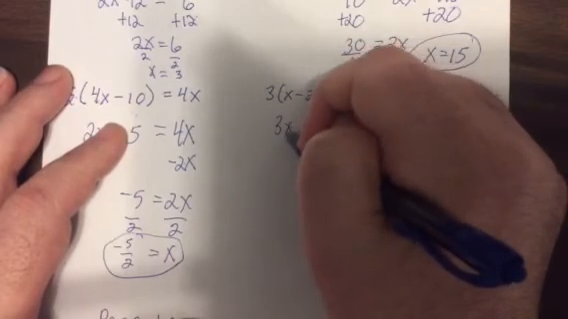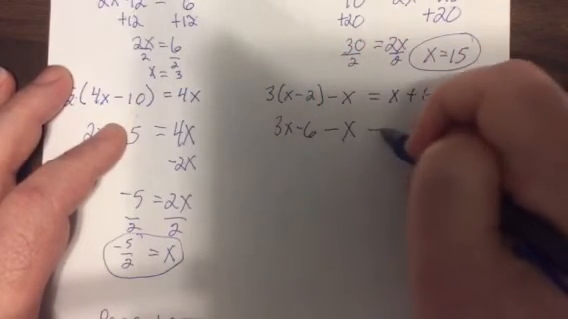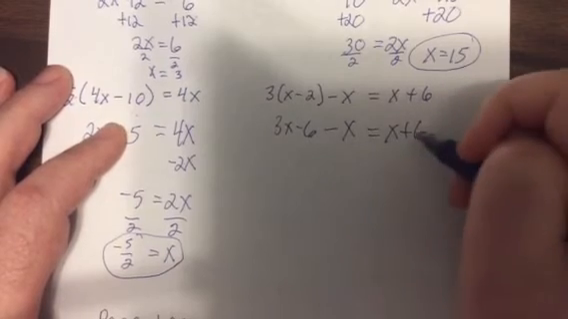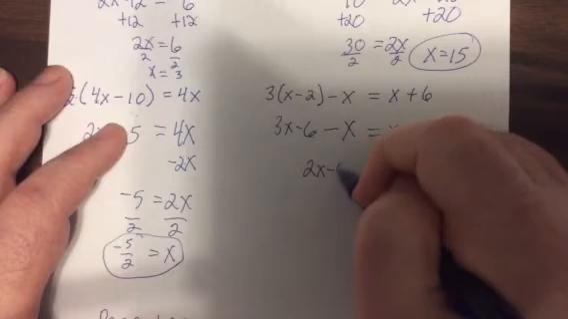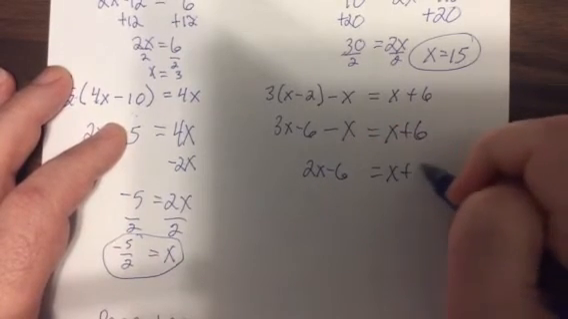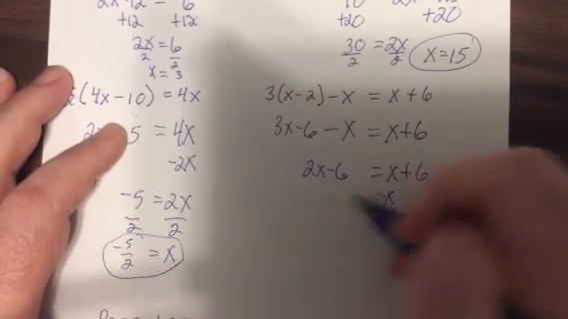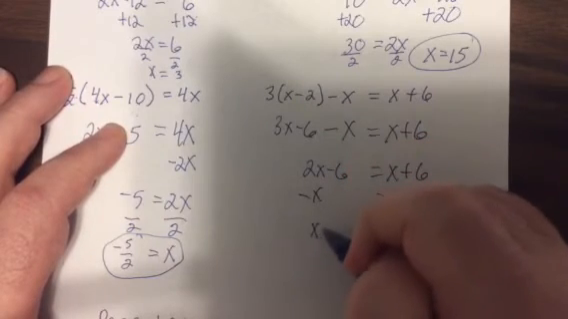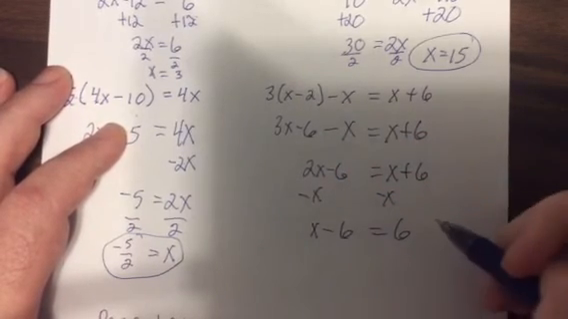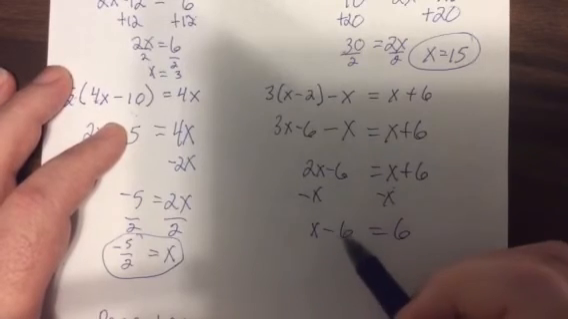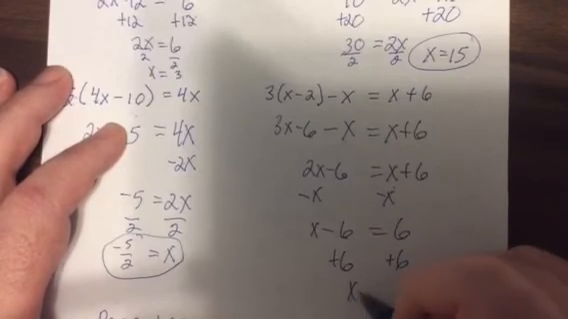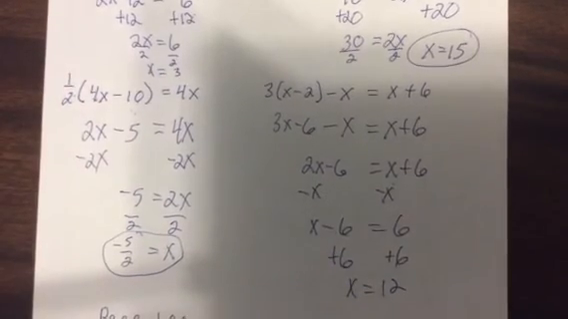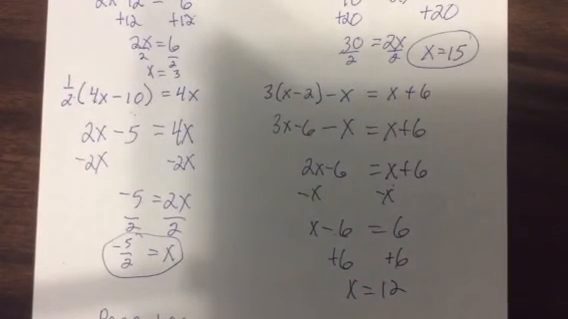Distribute the 3. Okay, now I'm going to combine the x's, so it'd be 2x minus 6, x plus 6. So I'm going to subtract x. So x minus 6 equals 6. Now I'm going to add 6. Woohoo! X equals 12. Well, that wasn't too bad.